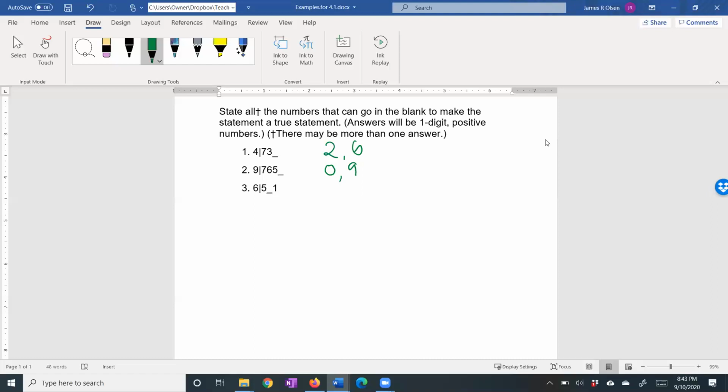Our last example today is 6 divides 500 something 1. And we want to find the digit or digits that makes the statement true. In order to be divisible by 6, it must be divisible by 2 and 3. We could force this to be divisible by 3, but we are not going to be able to force this to be divisible by 2 because it ends in an odd number. There's no way that 2 is going to divide that number. So therefore, 6 is not going to divide the number. So the answer is none or no numbers.